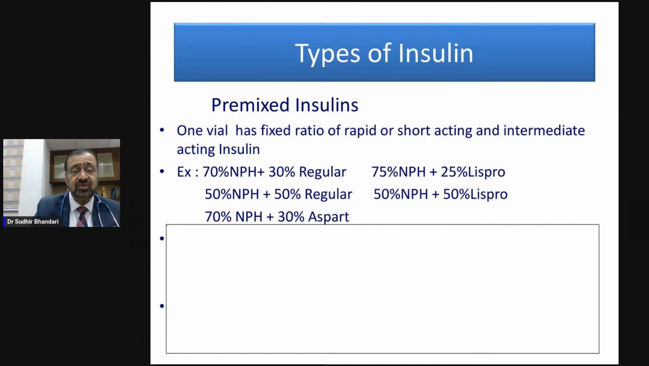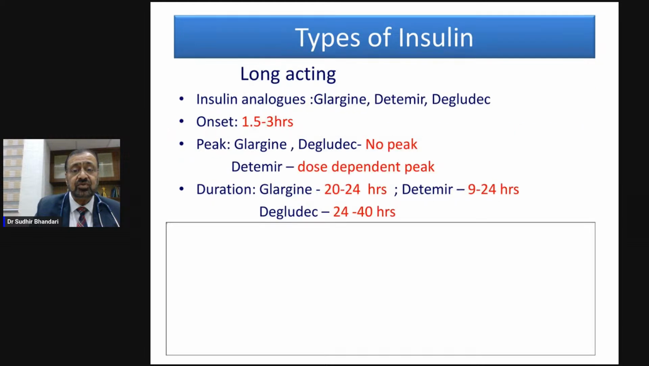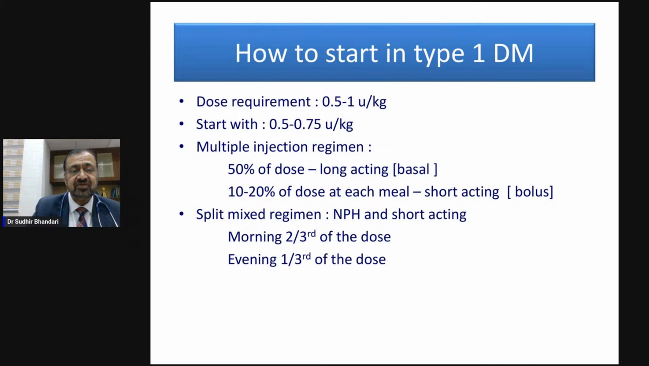So another challenge which you have is that you need to know what kind of food habit the patient has and what kind of insulin combination and premix to use, whether 50/50 or 75/25. Then how to start insulin in a type 1 diabetic patient? Type 1 diabetic patients are lean and thin patients who are totally insulin deficient. So you need to have a perfect knowledge of the insulin doses, and that is also one of the important challenges, to calculate the doses.